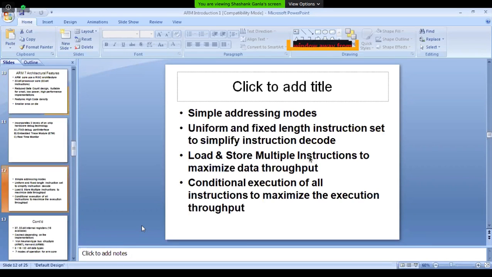All right. Then coming to the last point in the slide. ARM architecture supports conditional execution of instructions. What is this conditional execution of instructions? Let's try to understand. I'm going to give an illustration.